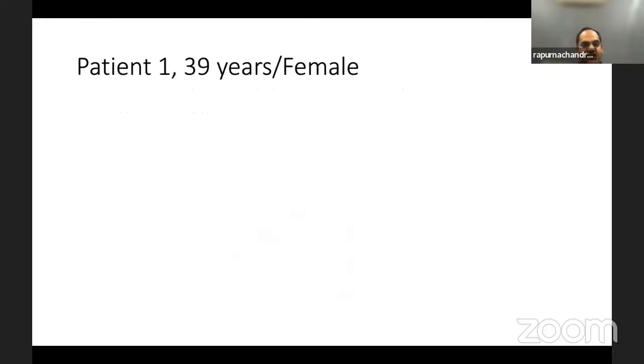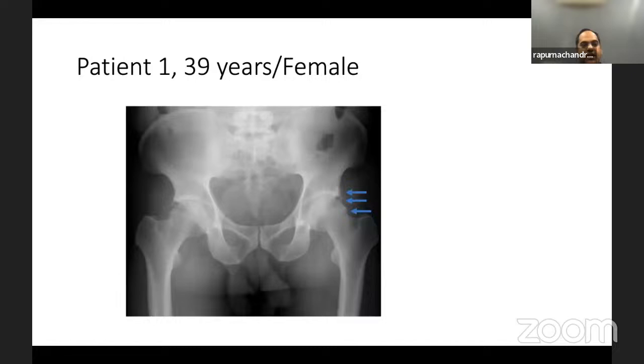Let me go on to the patient. This is a 39-year-old female presenting with chronic pain in the hip joint. This is the AP view. I'm not sure if I have the other images for this patient. You can see there is a little bit of overgrowth on the pincer, a little bit of calcification of the labrum, and also a little bit of cam deformity that is very much visible.